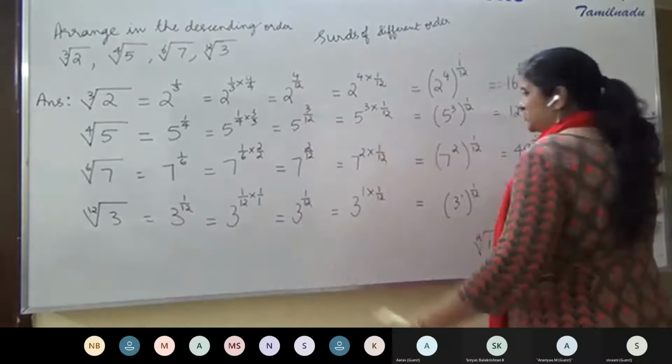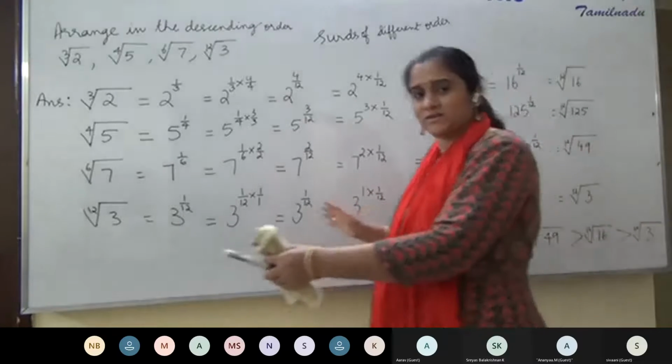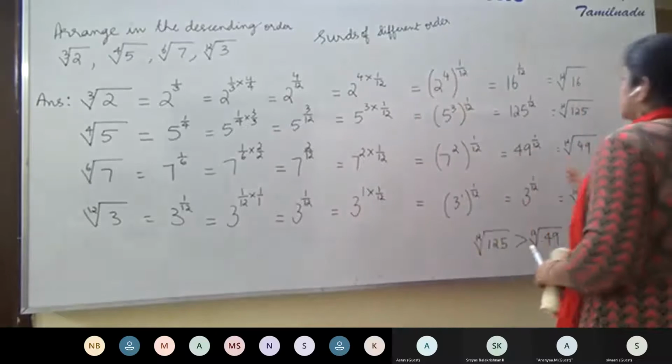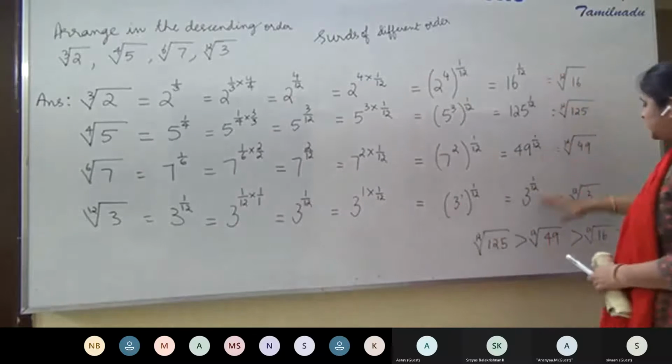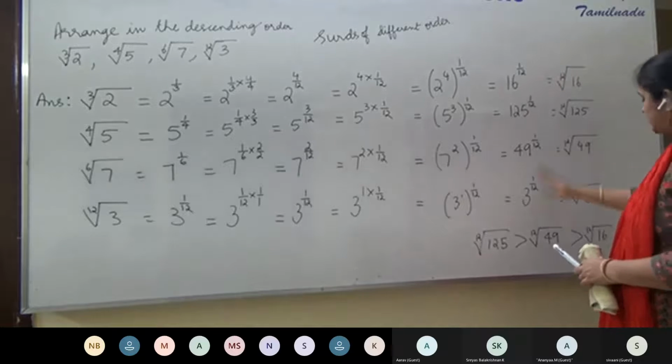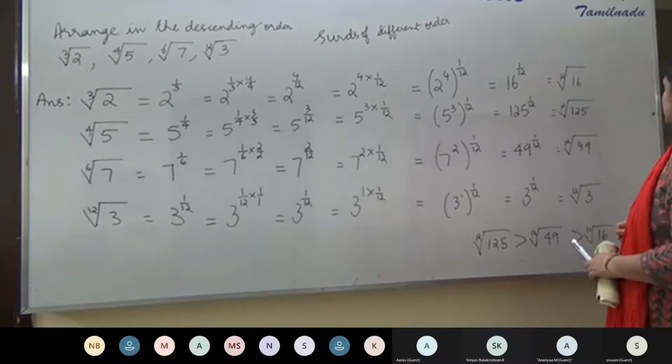These steps are quite simple. It's just that we've elaborated on everything. We've just written it in detail. Otherwise, it's very simple. So at this stage, we bring them back to the radical form.